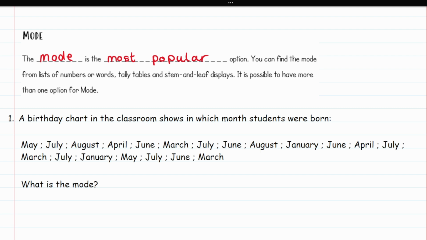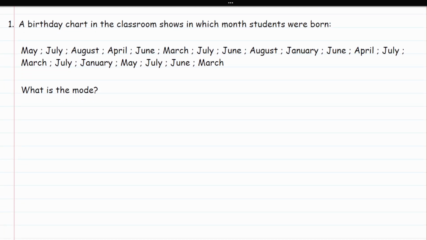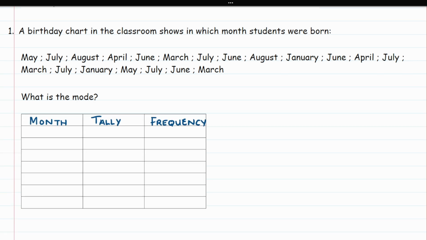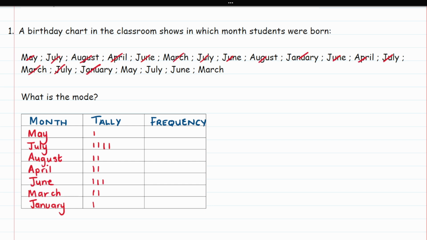For example, a birthday chart in a classroom shows in which month students were born. We have been asked to find the mode. Well, first of all, it's going to be a lot easier to find the answers to this if we use a tally table. By doing this, I can see that there are 2 people in May, 5 people in July, 2 people in August and April, 4 people in June, 3 people in March, and 2 people in January. The highest number is 5, so that means that the mode is July.